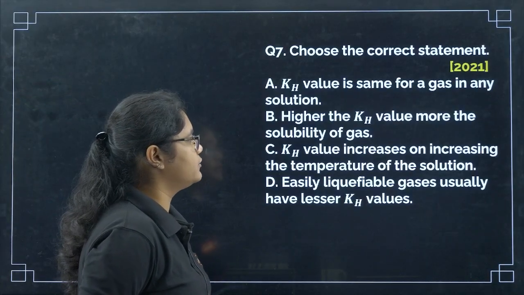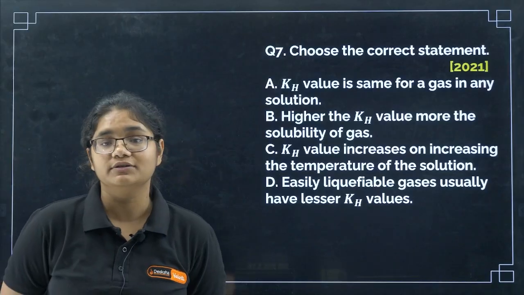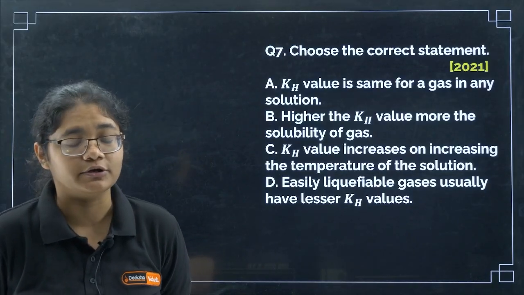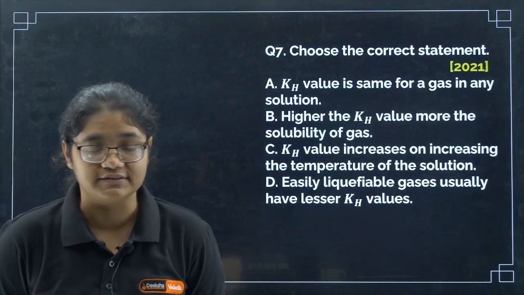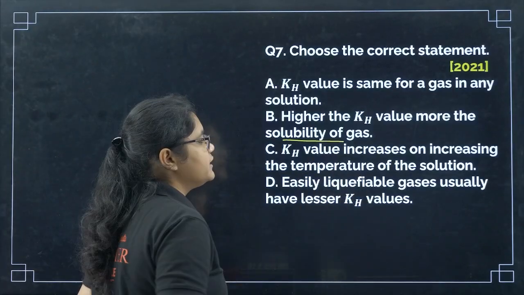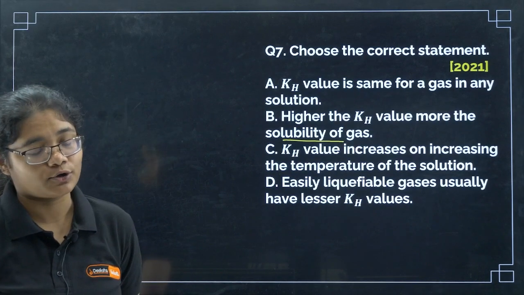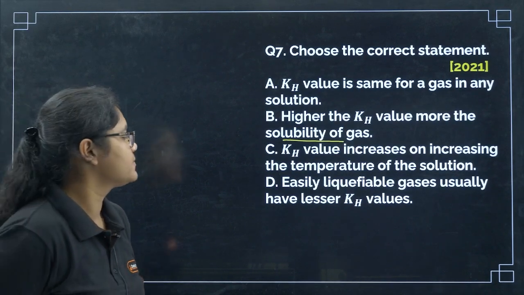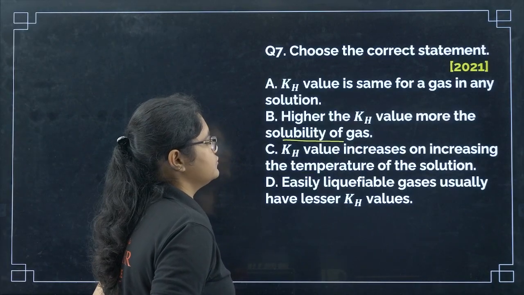Next, choose the correct statement. KH value is the same for a gas in any solution. KH value depends on the solubility, and different solutes have different solubility in different solvents. So KH value is not a constant value. Higher the KH value, more will be the solubility of the gas? No. Higher the KH value, lower is the solubility. We have studied this.